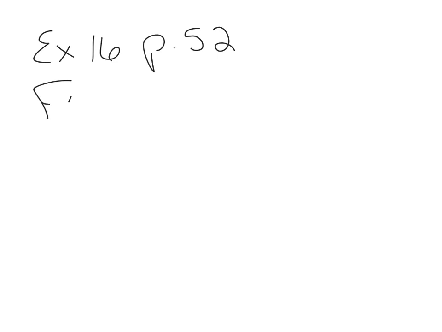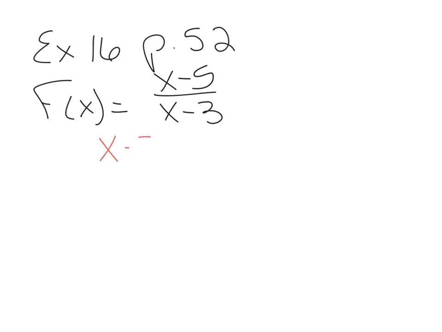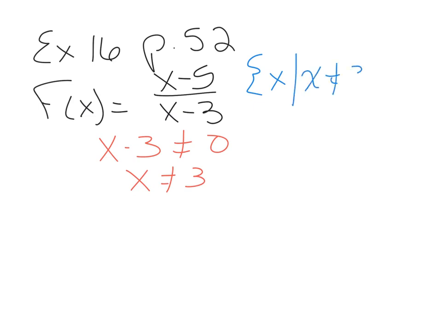Example 16 is the same type of question. It's on page 52. f of x equals x minus 5 over x minus 3. And again, this is another rational function, so it's all about that denominator. The denominator cannot equal 0, so we'll start with that statement. x minus 3 cannot equal 0. When you add 3 to both sides, you get x cannot equal 3. So to write this in set builder notation, x such that x cannot equal 3.